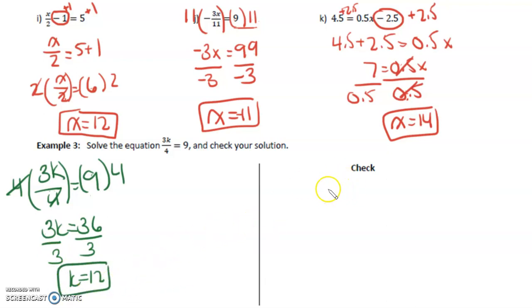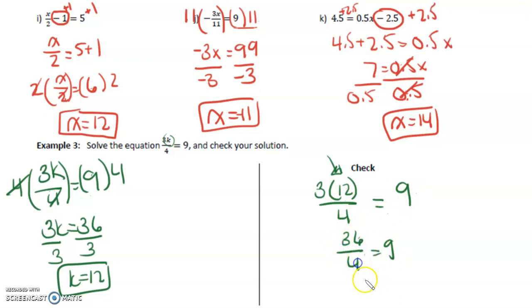Okay, how we check that is we take the original equation, and we don't move anything over, we just sub in the answer. So I subbed in for the k, 3 times 12 over 4. So 3 times 12 is 36, and I'm going to write over 4 equals 9 just as it is. Okay, now 36 divided by 4 is 9, equals 9. Therefore, left side equals right side. Therefore, our answer is correct.